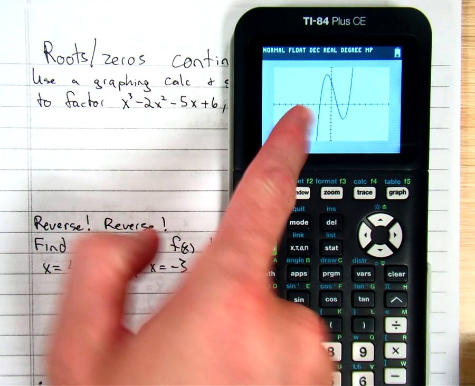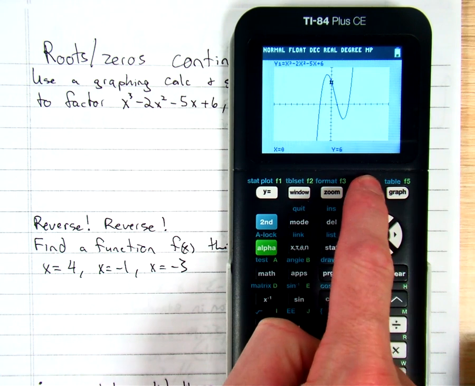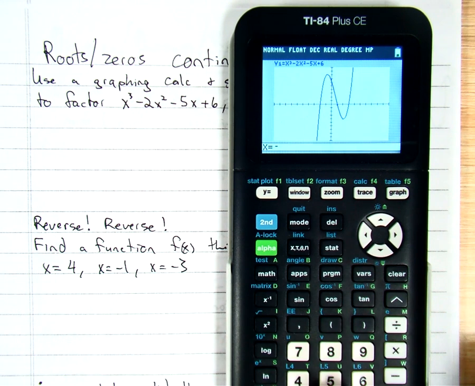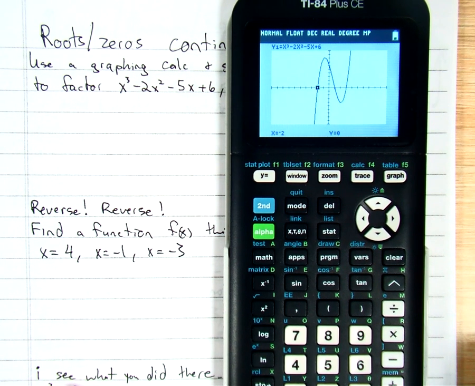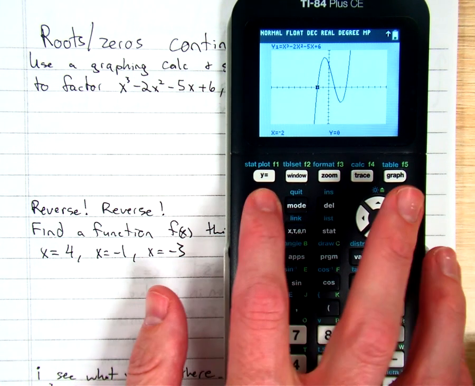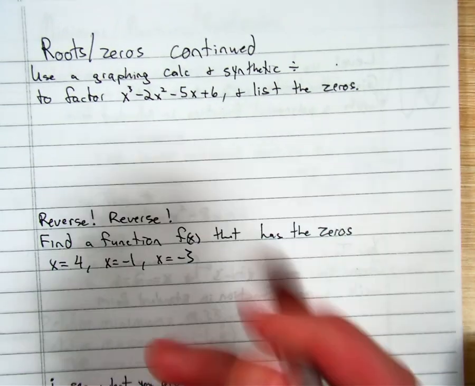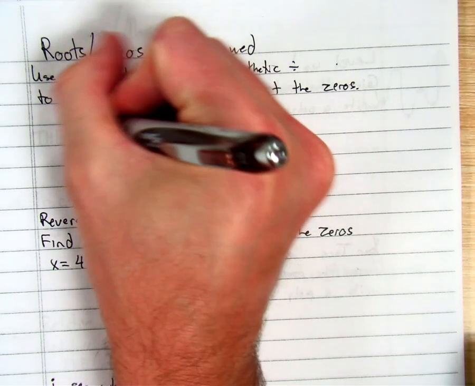It crosses right here, probably -2. We're going to push trace, -2, enter, and it says -2, 0, so I know -2 is a good one to pick. Okay, so we're going to do synthetic division with -2 in the box.